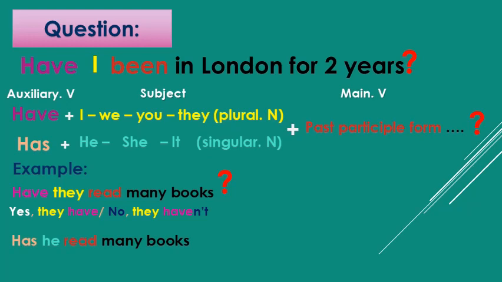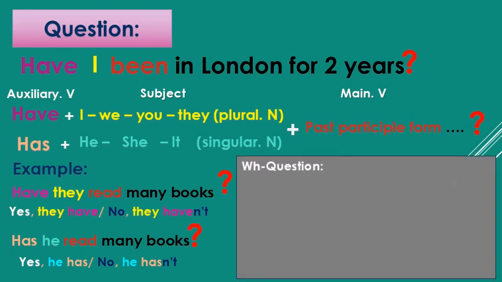Here we have another example. Has he read many books? So the answer is yes, he has, or no, he hasn't. Now let's move to the WH question. So here we're using what, where, when, which, who or how.